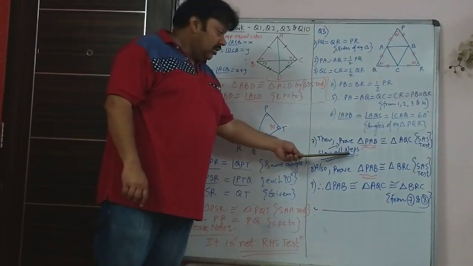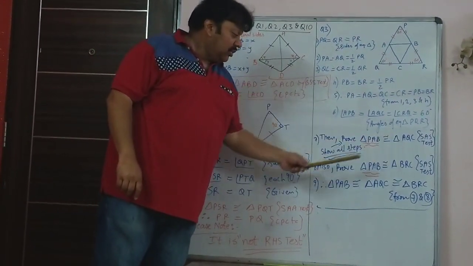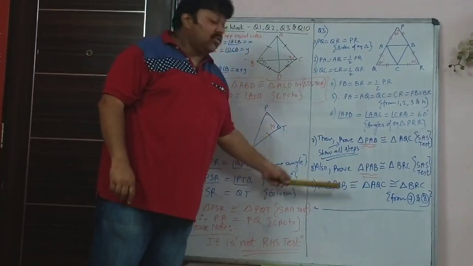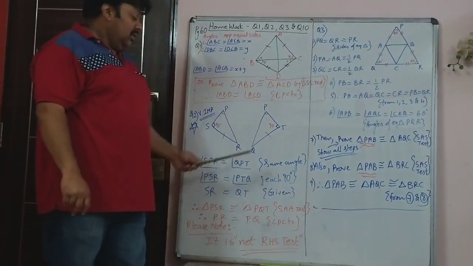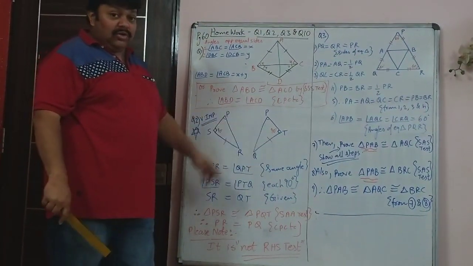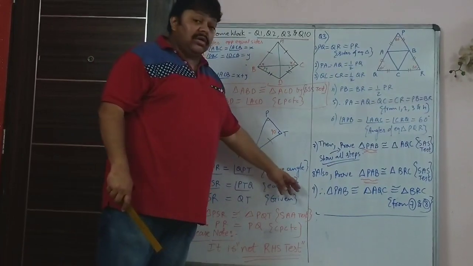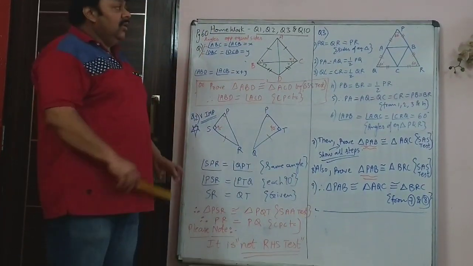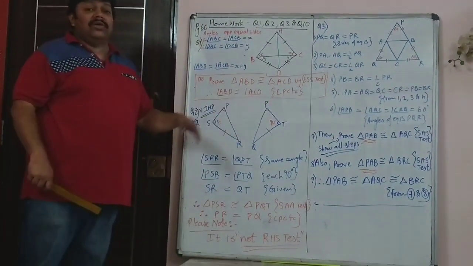I have written here, show all the steps to prove this. So it would be around another 5 more steps, around 13-14 steps in this sum. So this is an explanation of these three sums.